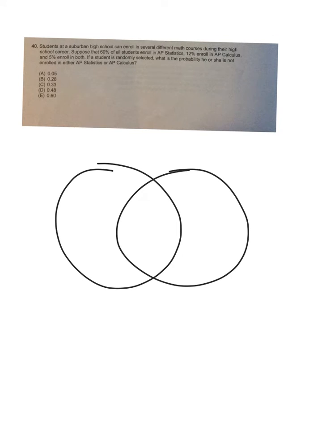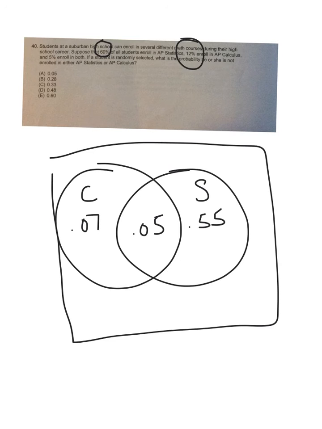Okay, here we go, number 40. So I'm going to do a Venn diagram on this one. Here we go again. These circles, right? Calculus over here and statistics over here. So I start with the ones enrolled in both. 5% enroll in both, so 0.05 are here. 60% are in statistics, so 0.55, because that includes the people that are in both. And then 12% are in AP Calculus, so that's going to be 0.07 over here. And then the rest are in neither class.